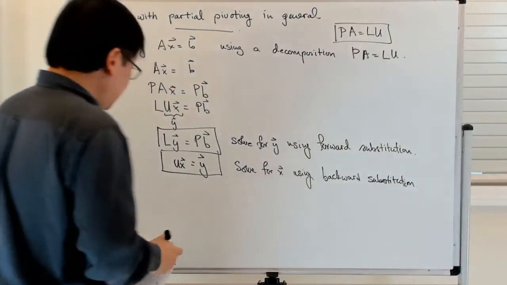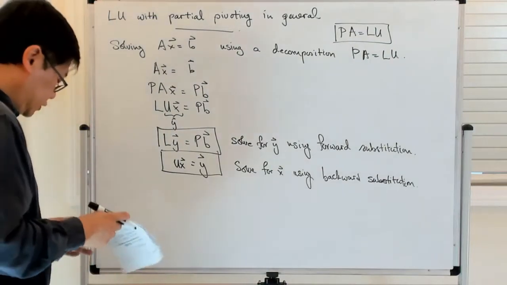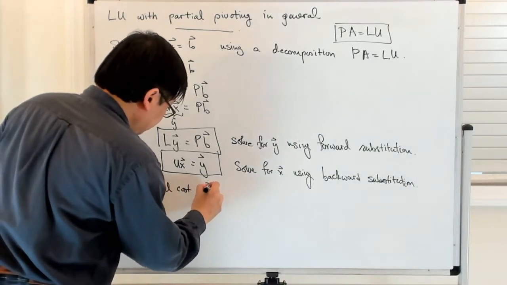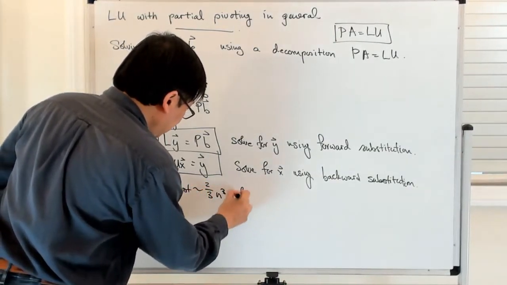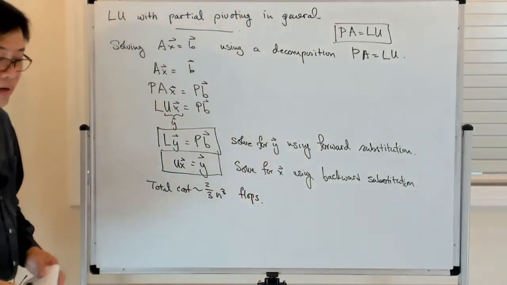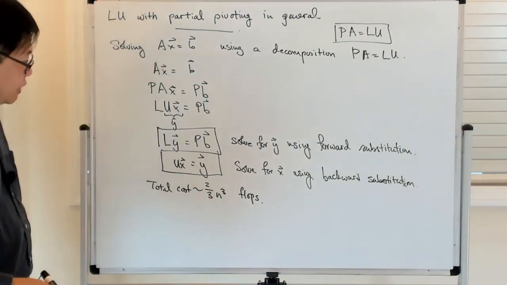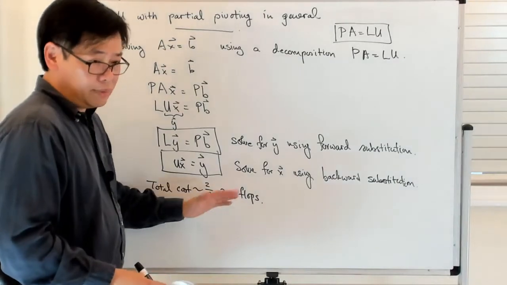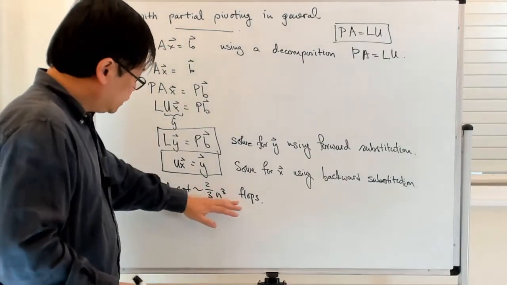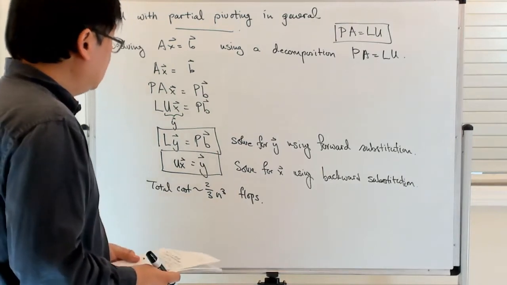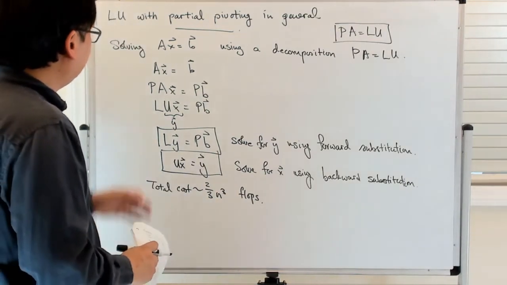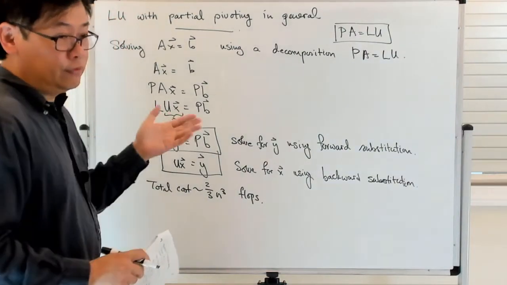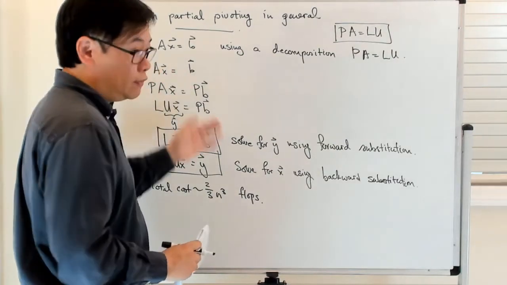Again, the total cost is dominated by the cubic term. The total cost is approximately 2/3 n cubed flops. If you recall, there's a quadratic term, n squared, which has to do with the forward and backward substitutions, but that's typically small relative to the cost of doing the LU decomposition. So that's the basic setup for how to do LU with partial pivoting in general, and once you've done this, how you use it to solve a linear system.